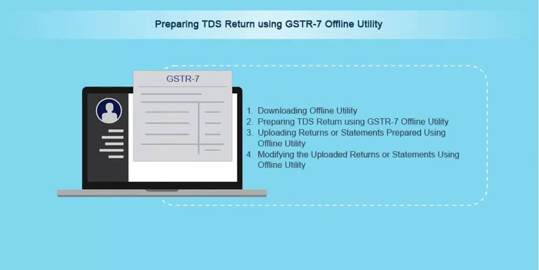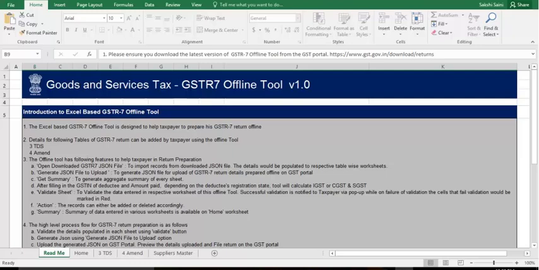This involves multiple steps as displayed on screen. This video will guide you how to prepare TDS return using the GSTR-7 offline utility. Let's get started with this video. Once you have downloaded and opened the GSTR-7 offline tool, go through the README section carefully.